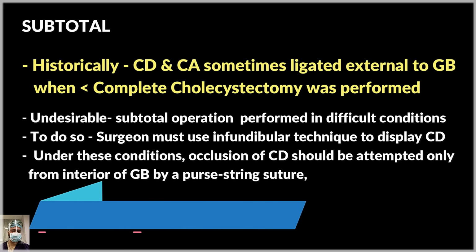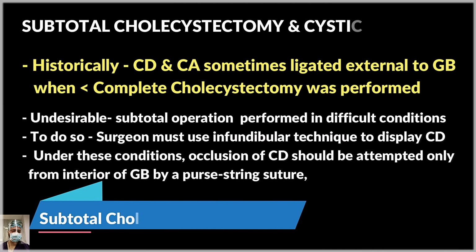If we are doing subtotal cholecystectomy, what should be our approach to the cystic duct and cystic artery? Historically, surgeons have been trying to ligate them in the hepatocystic triangle, even in difficult situations when they are doing a subtotal cholecystectomy. This is undesirable, because you convert to a subtotal type procedure when the conditions are difficult, when the Calot is frozen, and if we try to ligate the cystic duct and cystic artery there, there are high chances that it will add some extra injury.